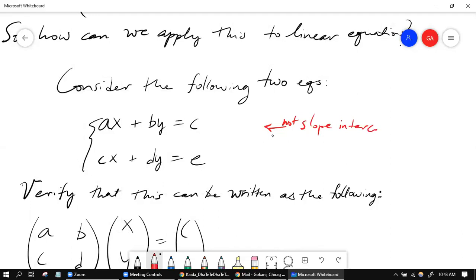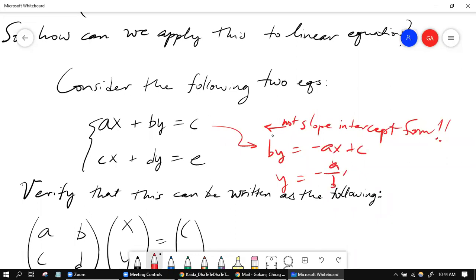But this can be written in slope-intercept form. For example, if you take the first one, you would write by is minus ax plus c, and then just divide by b. So, sorry, this is c. Divide by b, so minus a over b x plus c over b. This would be in slope-intercept form. So what I'm saying is just be mindful. This is not in slope-intercept form, but it is in a form that is very useful for our discussion.